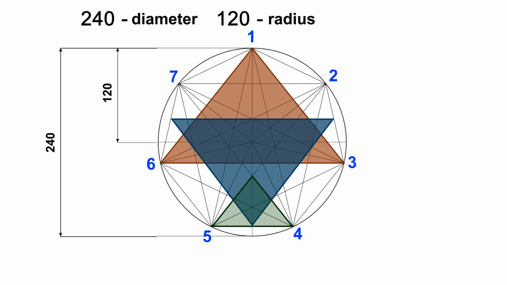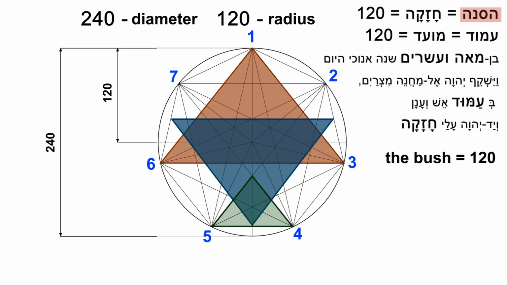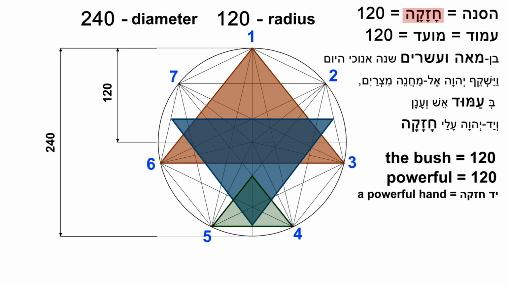120 is the geometric value of Hasneh, the bush, the burning bush seen by Moses. 120 is the value of Chazakah, Yad Chazakah, a powerful hand. God pulls Israel out of Egypt with a powerful hand, 120. 120 is also Amud, pillar. A pillar of fire and a pillar of cloud accompany the people of Israel in the desert day and night.